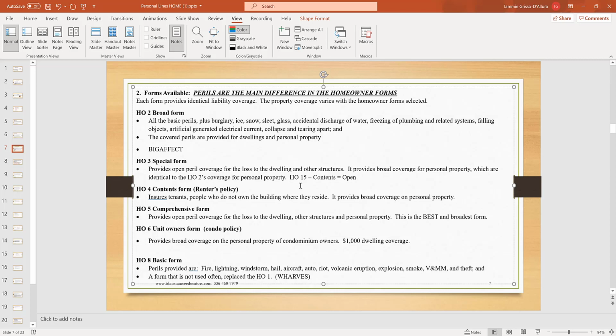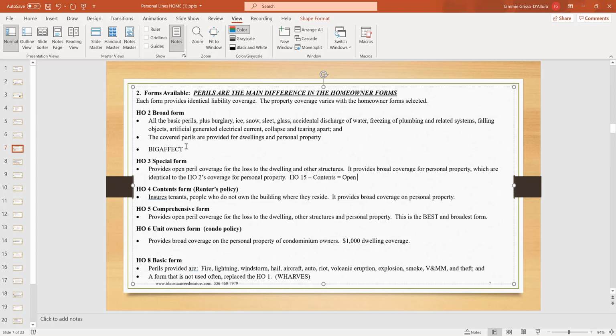They do not own the building, so they don't need coverage A, dwelling. They don't need coverage B, which is other structures. They don't need either one of those. But what they do need is coverage C, which is contents and personal property. And again, it provides coverage on broad form, which is your basic perils here: fire, lightning, and vandalism, malicious mischief, and theft. And then all of these perils up here.